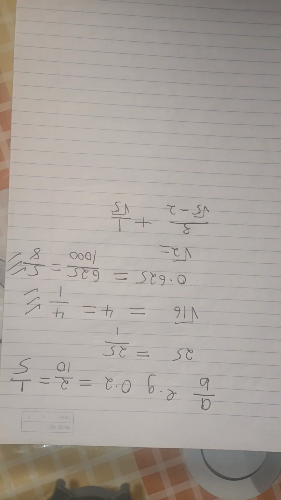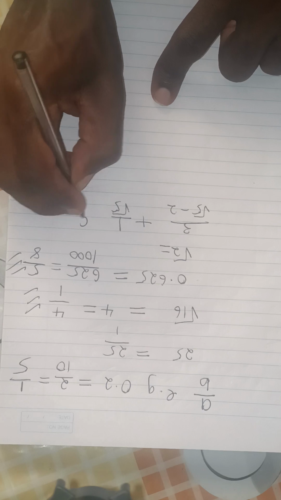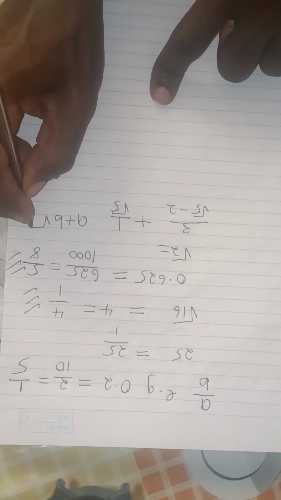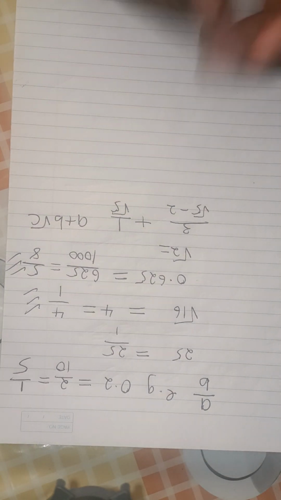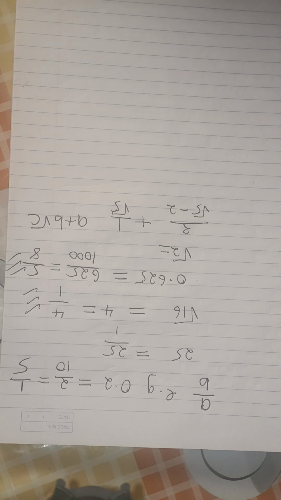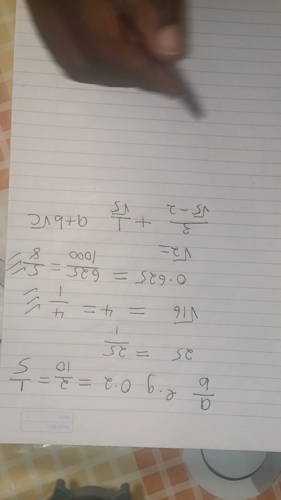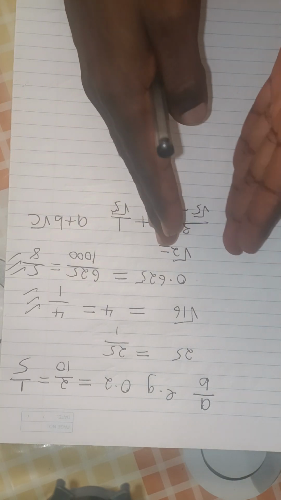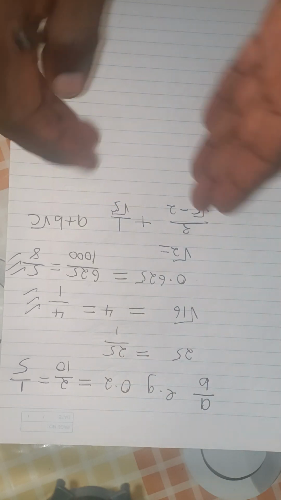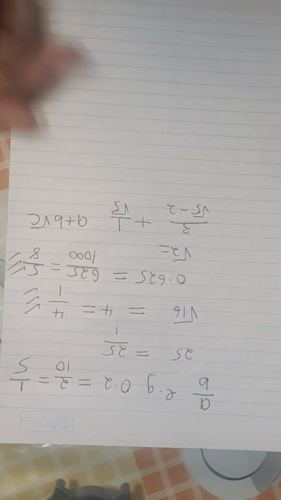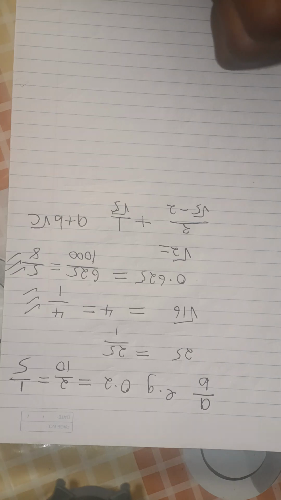And of course, you've been told to write your answer in the form A plus B root C, where A, B, and C are rational numbers. So to mean they can get it in the form A over B. So let's start. We can first work out this part and work out this other part, then finally combine them and get the resultant answer.